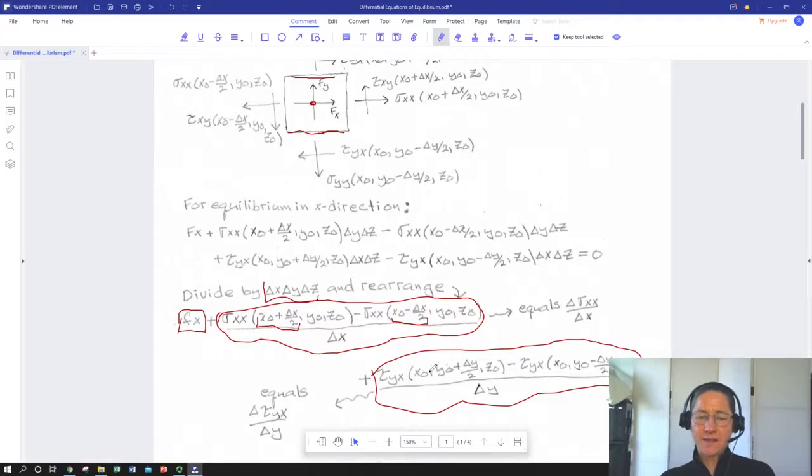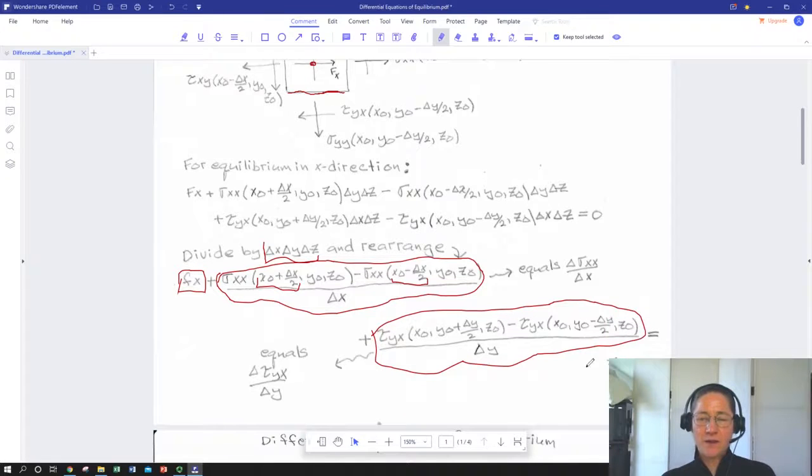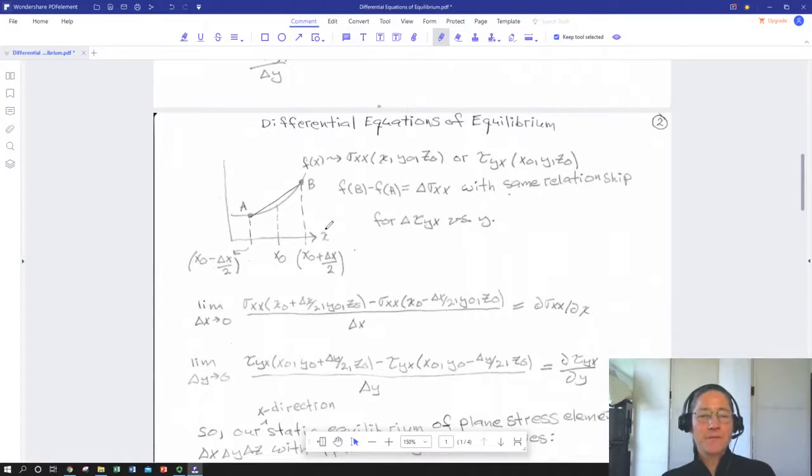We've got basically tau at one point, x0, y0 plus delta y being subtracted from tau at the other point at effectively y0 minus delta y, and then divided by delta y. So all of these three terms equal 0.